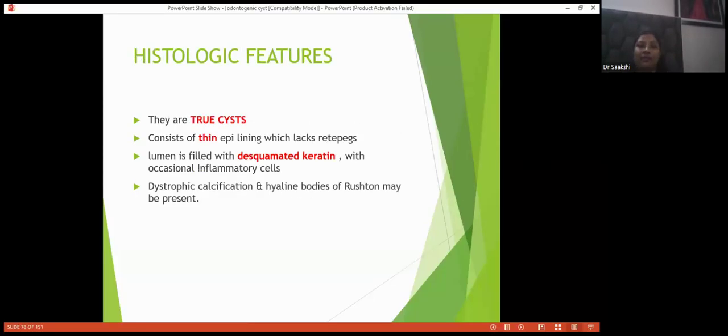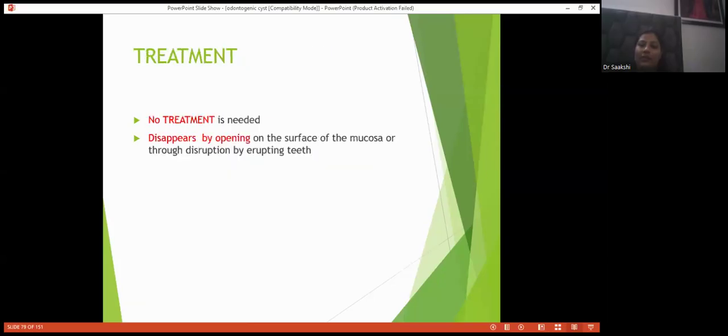They are usually asymptomatic. Histologically, they act as a tooth cyst. It consists of a thin epithelial lining with lack of rete pegs. Lumen is filled with desquamated keratin with occasional inflammatory cells. Sometimes you will see dystrophic calcification and hyaline bodies may be present. It doesn't require any treatment. It disappears by opening of the surface of the mucosa through disruption by the erupting teeth.